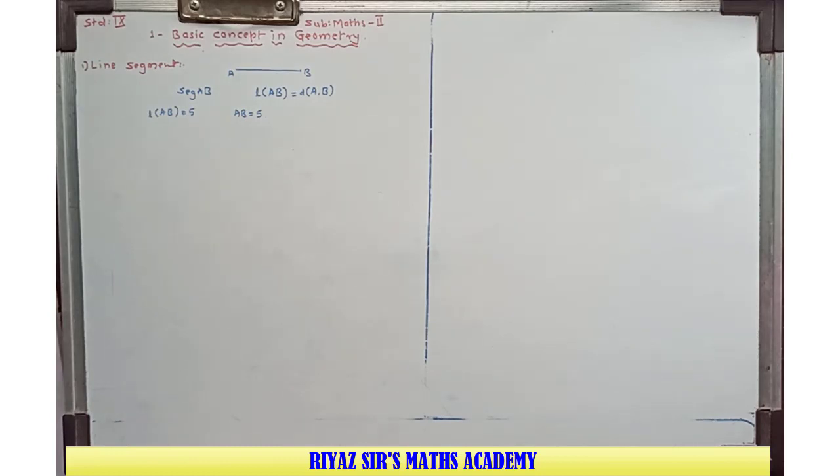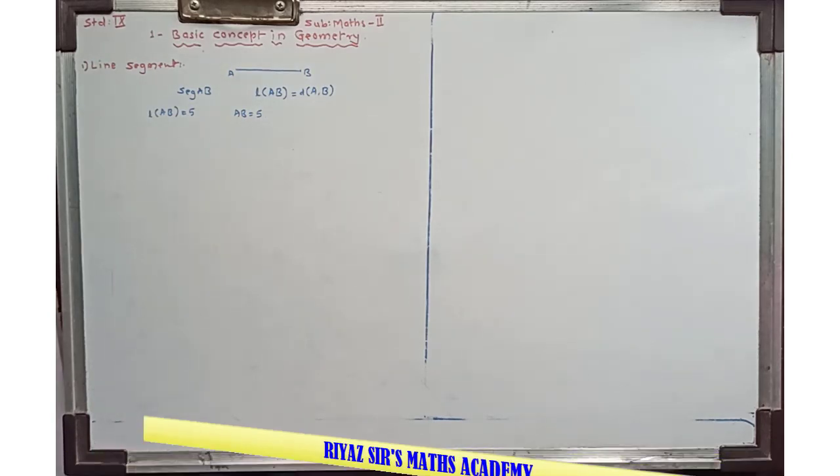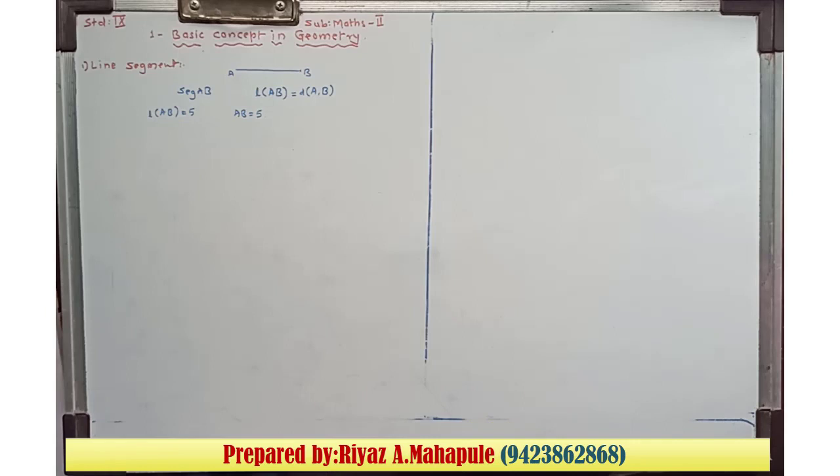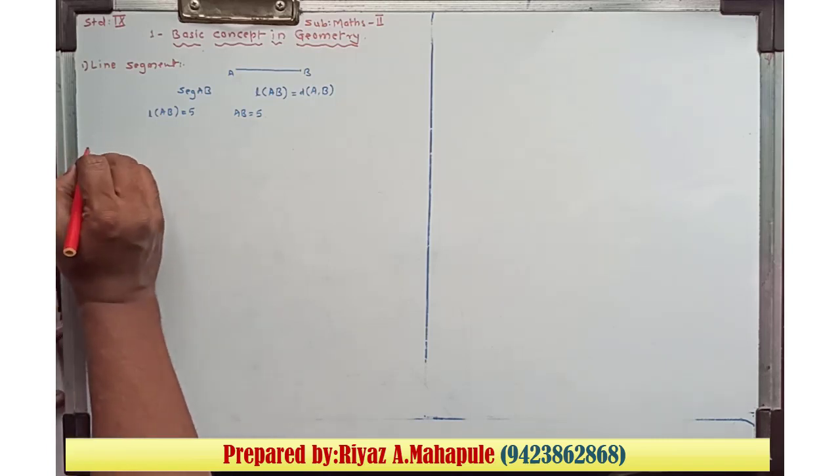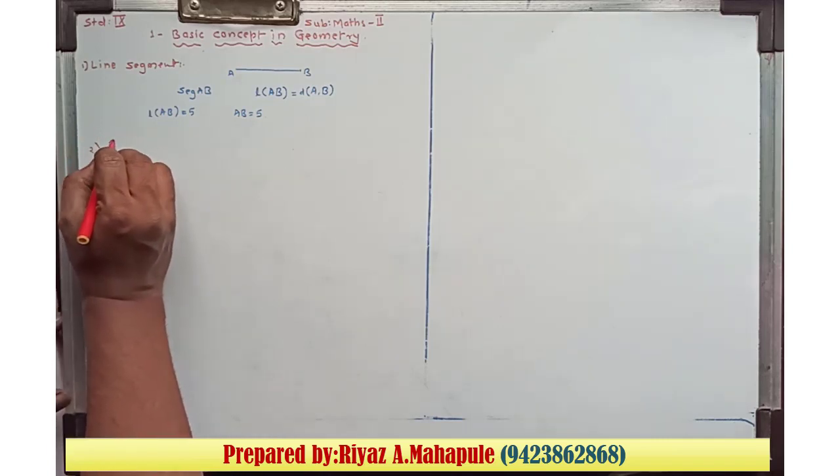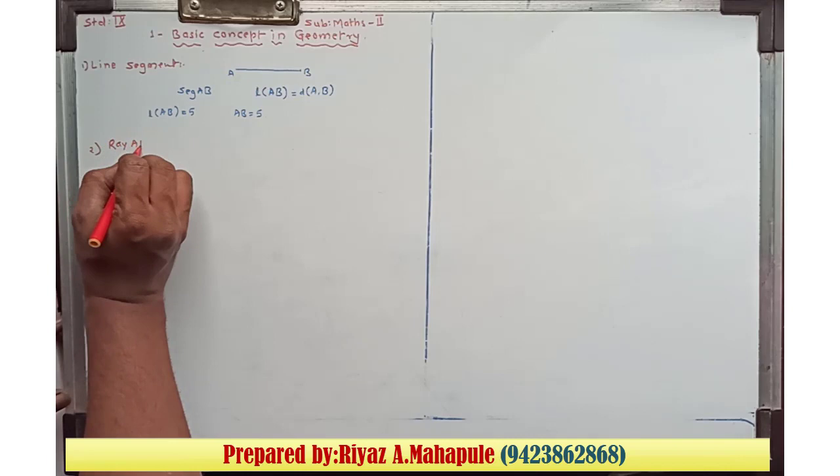Okay, this is the definition of line segment. That definition is given in your textbook on page number 6. You can write that definition, or you can refer to it from your textbook. Now the next definition is ray, the definition of ray AB.